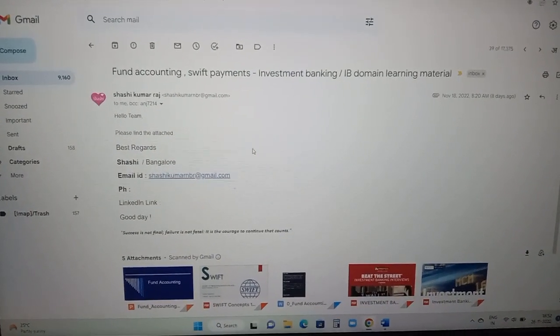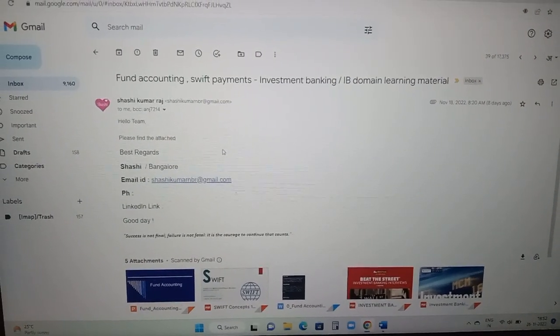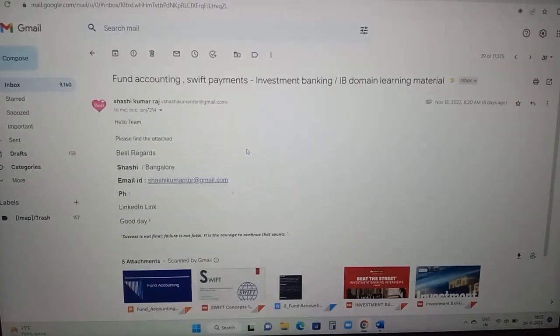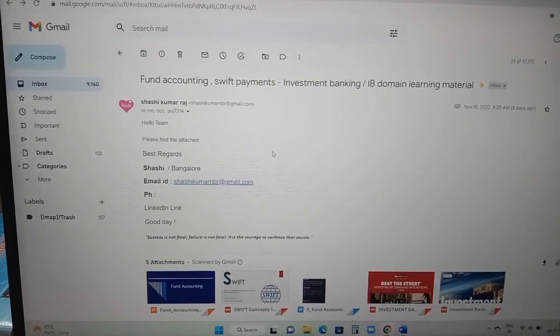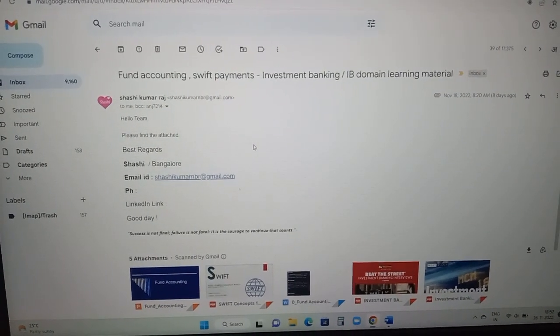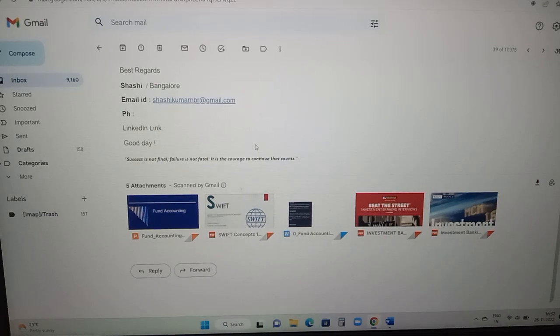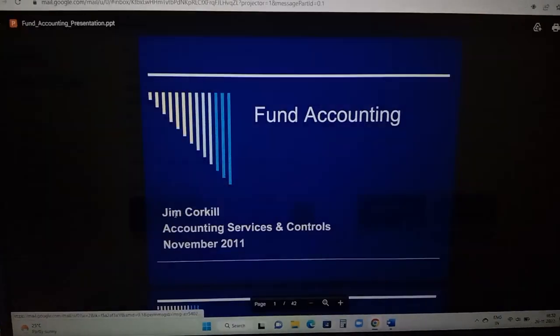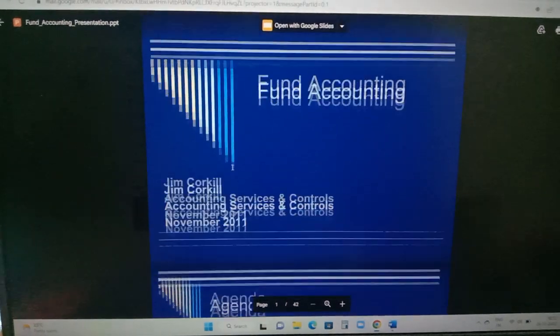I will give you clarity on what exactly is in these PDFs, and whoever is related to the finance domain, it will really help, whether you are a fresher or experienced. I received this 8 days back. Let me try to open one particular PDF. Here, if you're able to see, it's fund accounting.